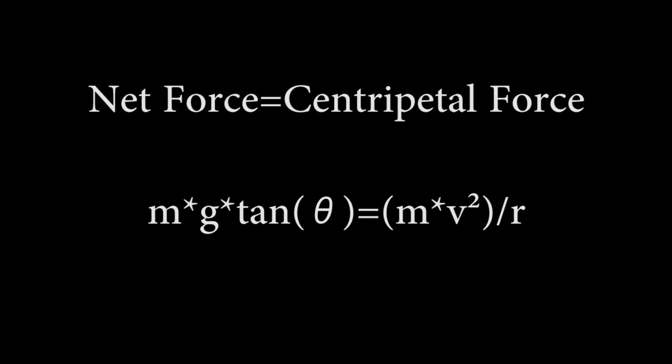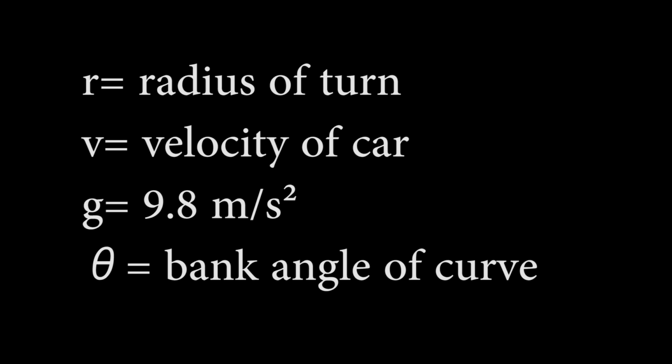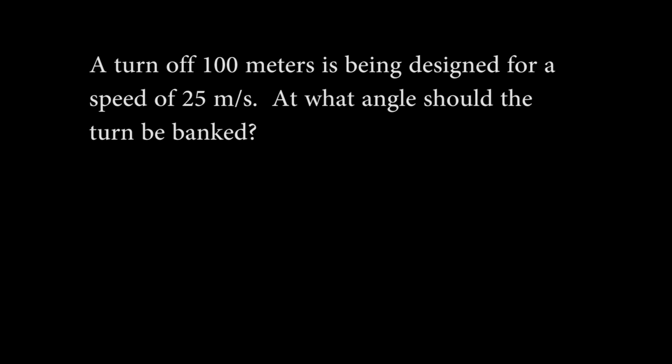The equation for finding the angle needed for a car to make a turn at a certain speed is net force is equal to the centripetal force, or mg tan theta is equal to mv squared over r. r is equal to the radius of the turn, v is equal to the velocity of the car, g is equal to the freefall acceleration of gravity, or 9.8 meters per second squared, and theta is equal to the bank angle of the curve. Let's look at an example.